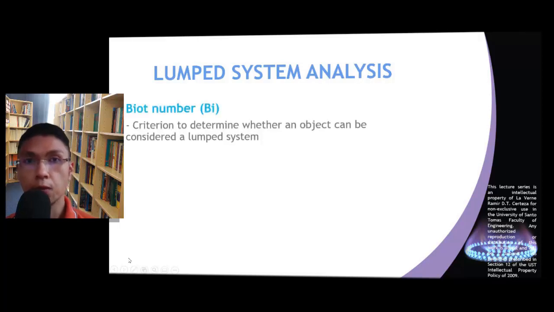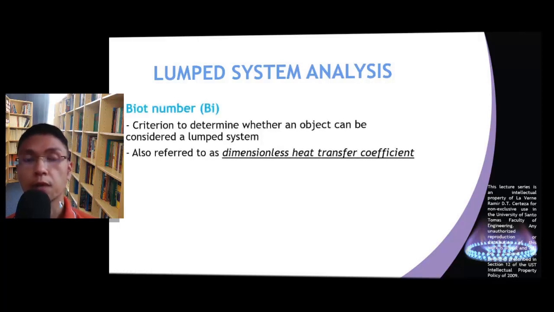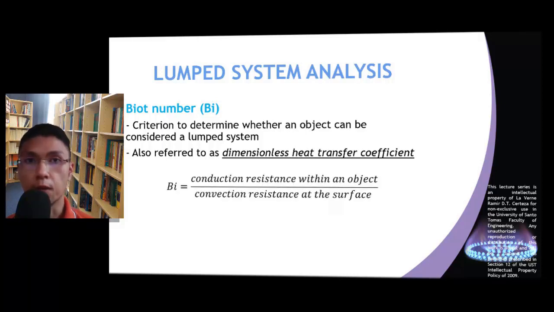The parameter that we use to determine whether an object can be considered a lump system is called the Biot number. It is also sometimes referred to as the dimensionless heat transfer coefficient. The physical significance of the Biot number is that it allows us to compare how resistant the object is from heat conduction versus how resistant its surface is from heat convection.